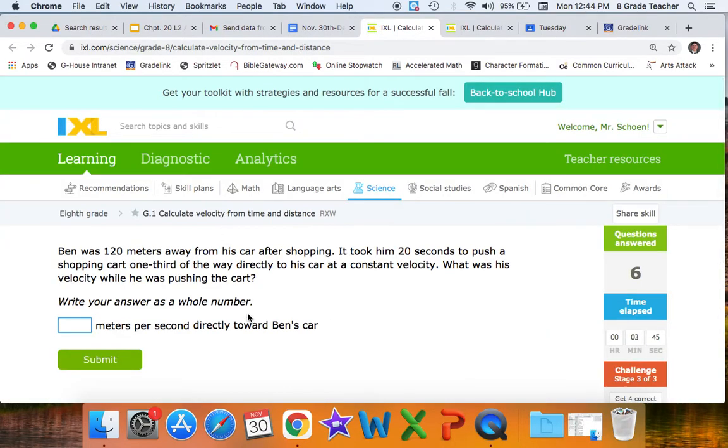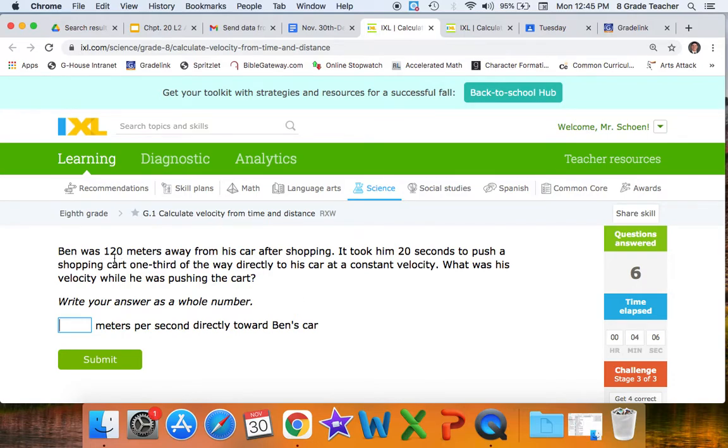The last portion: Ben is 120 meters away from his car after shopping. It took him 20 seconds to push a shopping cart 1/3 of the way directly to his car at a constant velocity. What was his velocity while he was pushing the cart? Now, I'm going to get this one wrong because I want you to see what the question is asking and how you're supposed to break this down.